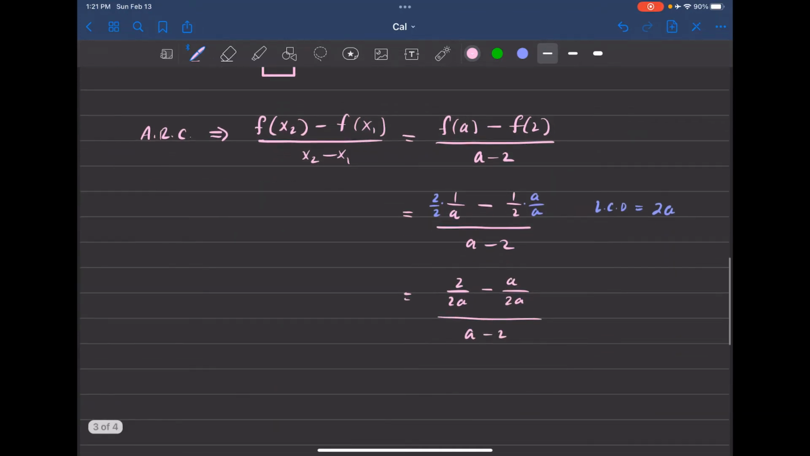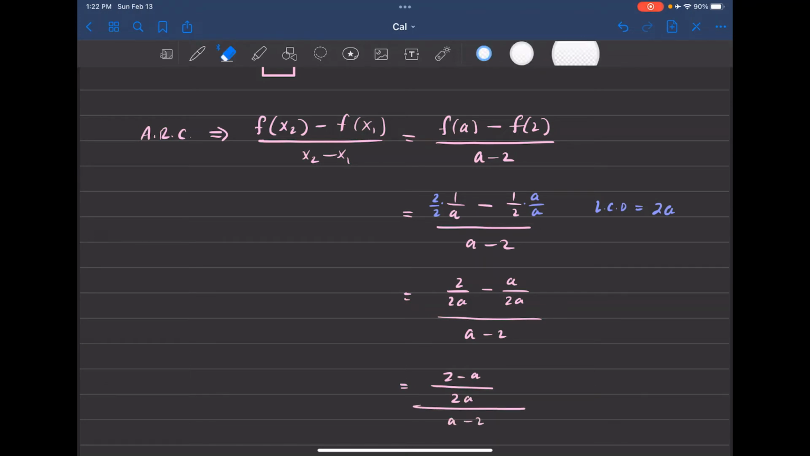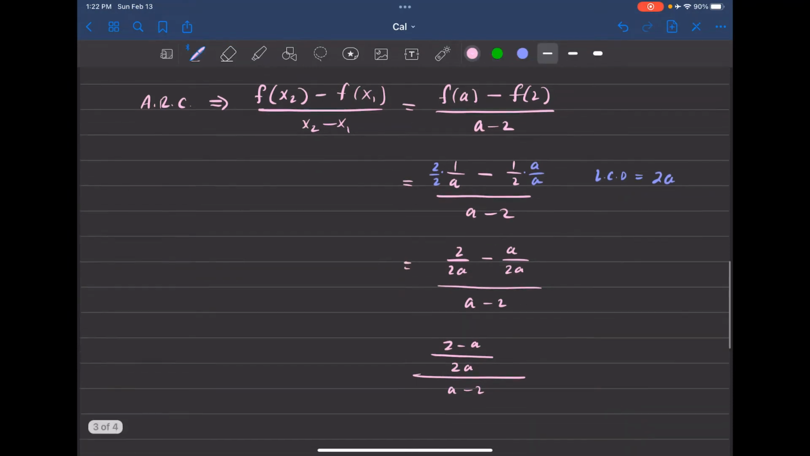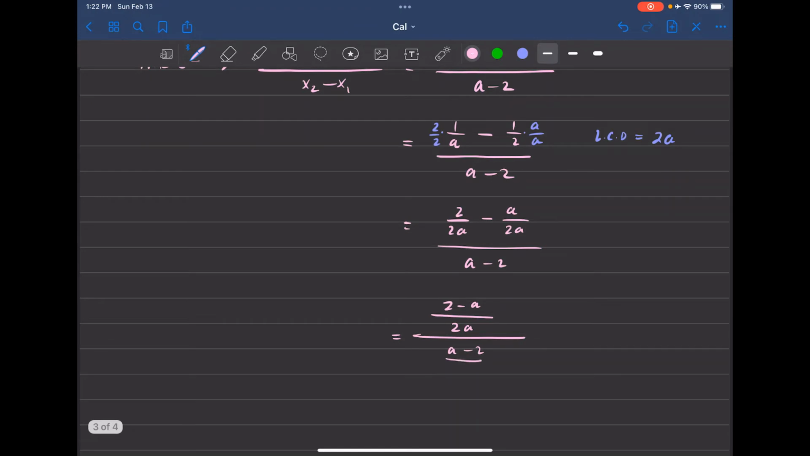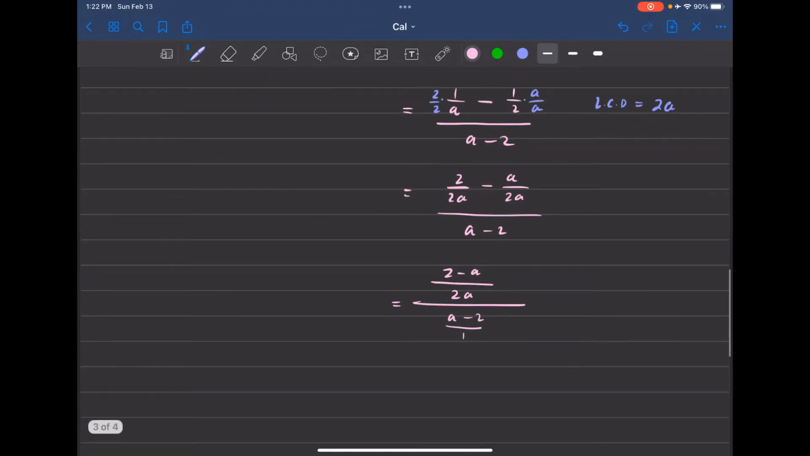And now that the top has the same denominator, I can join them into a single fraction. That is 2 minus a over 2a all over a minus 2. Just continuing on with simplification: because we have a fraction over a fraction, you can write this as a fraction like that over 1. I can simply write that as 2 minus a over 2a times the reciprocal of the bottom. That's 1 over a minus 2.